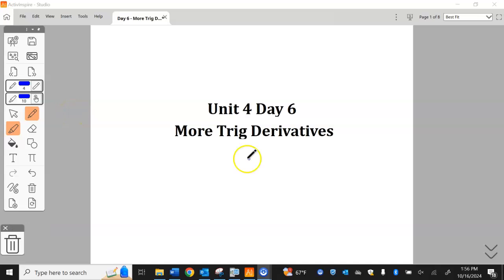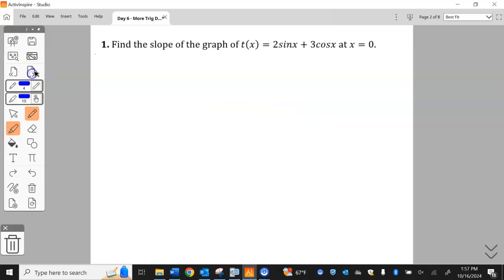Okay, let's look at some more trig derivatives. So for number 1, we want to find the slope of the graph of t of x, which is equal to 2 sine of x plus 3 cosine of x at x equals 0. Okay, so remember, slope uses the derivative. So we need to be looking at the derivative equation.